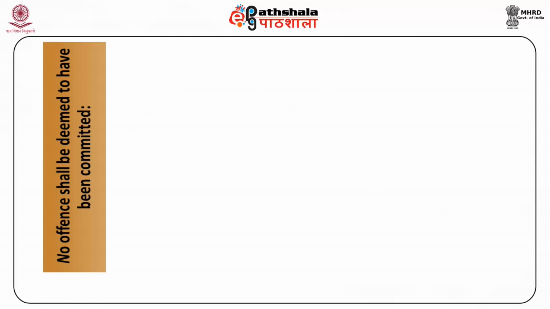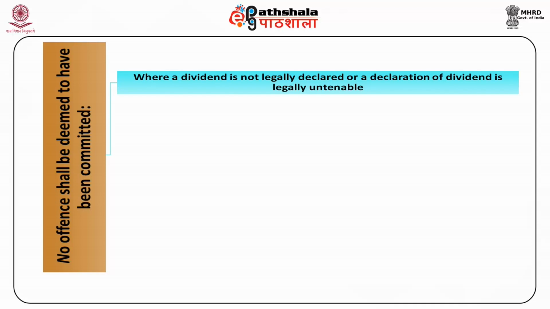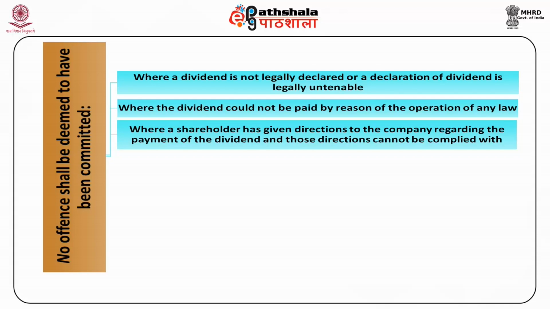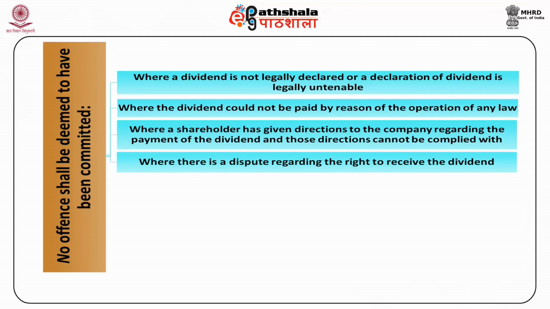However, no offense shall be deemed to have been committed in the following cases. First, where a dividend is not legally declared or a declaration of dividend is legally untenable. Second, where the dividend could not be paid by reason of the operation of any law. Third, where a shareholder has given directions to the company regarding the payment of the dividend and those directions cannot be complied with. Fourth, where there is a dispute regarding the right to receive the dividend.